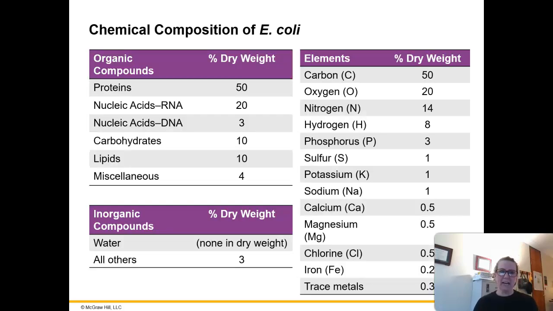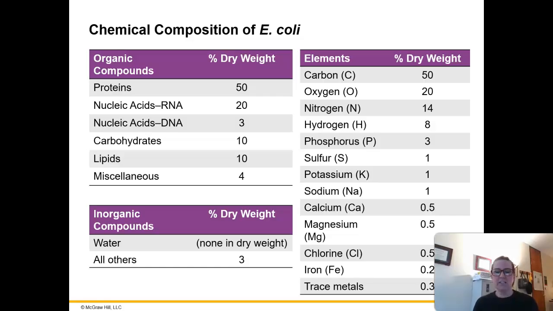So when we take a look at this, this is the chemical composition of E. coli, and what they have done is essentially dried out the E. coli so we can calculate percentages based on dry weight. Then you can see there's that carbon, oxygen, nitrogen, hydrogen, phosphorus, and sulfur. So those are the top elements in that chart. So these are our macronutrients.